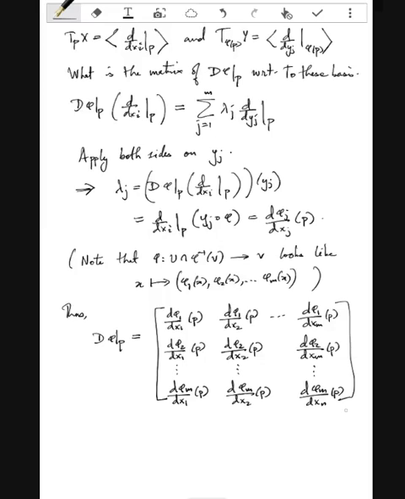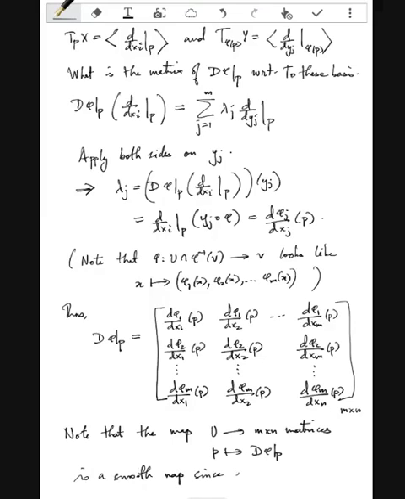And this is an m cross n matrix. So let us observe that we remark, note that the association, the map from U to m cross n matrices given by p maps to d phi at p is a smooth map, since each d phi j by d x i is smooth. So we will use this observation later.